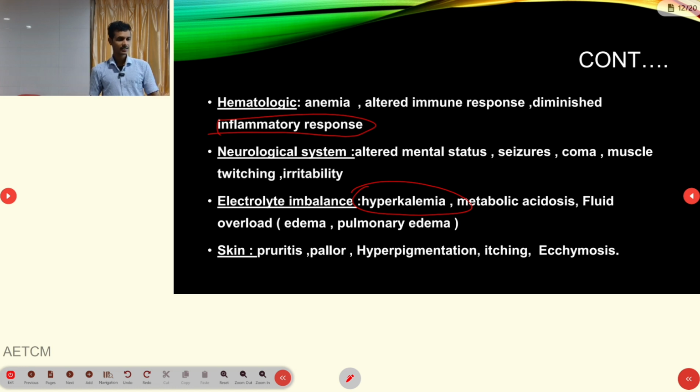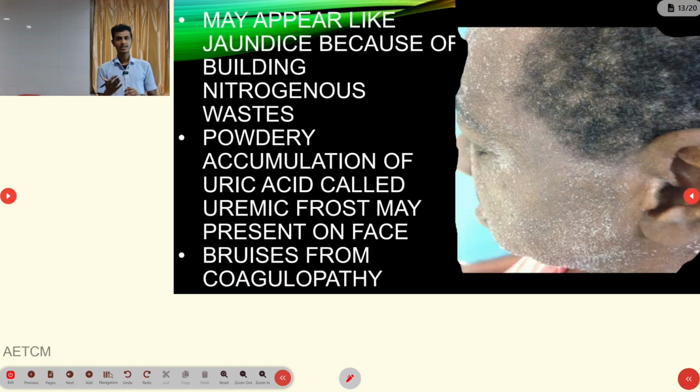Fluid overload, because of that it can lead to generalized edema and then pulmonary edema. Skin wise: pruritus, pallor, hyperpigmentation, itching, and then ecchymosis. So remember these, this is how we have to assess and how we have to tackle each situation.